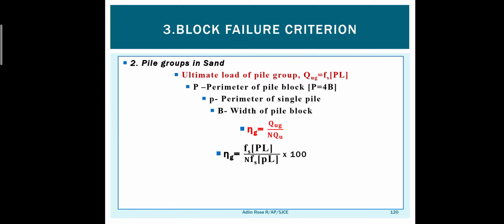The same formula: Fs is frictional resistance into small p into L. Now what is small p? Perimeter of the single pile. The single pile can be a square or a circle, and based on that, the perimeter varies. So single pile oda perimeter is small p. So small p into length. The length of the pile and the length of the pile group are the same, capital L. Into 100. We put in this formula and find eta G.